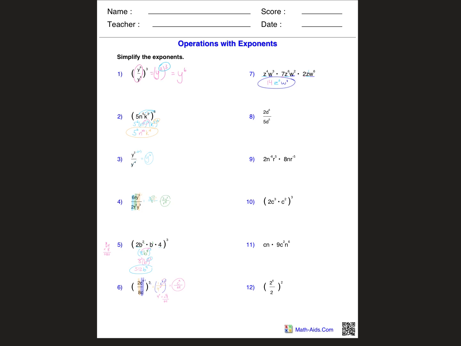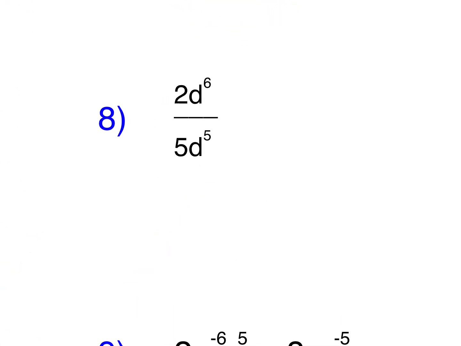So we're going to start with number 8. Can we divide 2 by 5? No, we can't simplify it, so we're just going to leave it as 2 over 5. So if you can't divide the numbers, you just leave it.